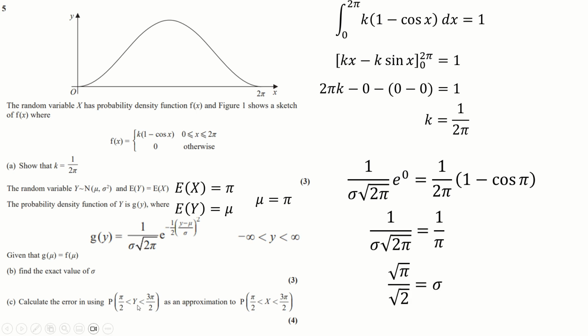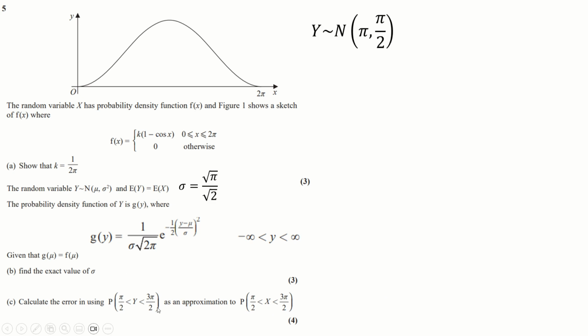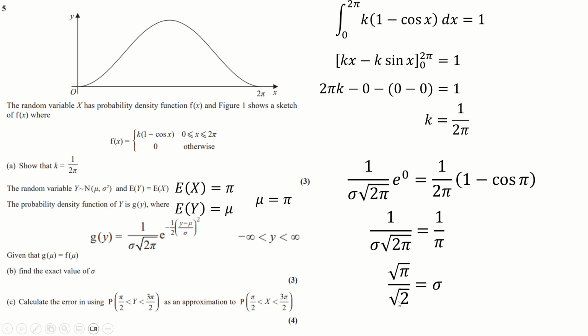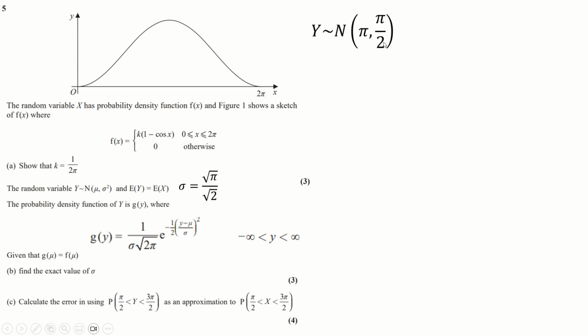Calculate the error in using this as an approximation to that. So all we need to do here is work out the probability of this and the probability of that, and then find the difference. So it doesn't really matter which one we do first. I thought I would do this one first because this is fairly easy to do when you know mu is pi, which we already said, and sigma we worked out was root pi over root 2, so sigma squared is just pi over 2, right? And so we can put this in a calculator. You can just do cumulative normal distribution with mu this, sigma root of this, and lower this, upper this, and you'll end up with this probability here.